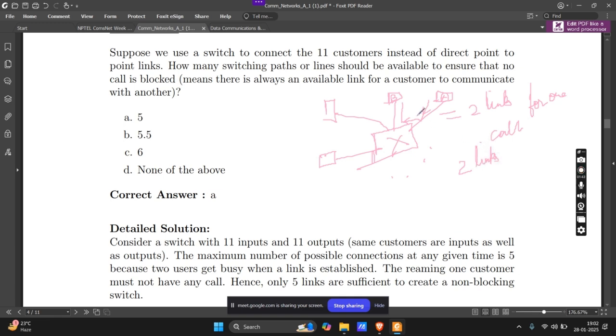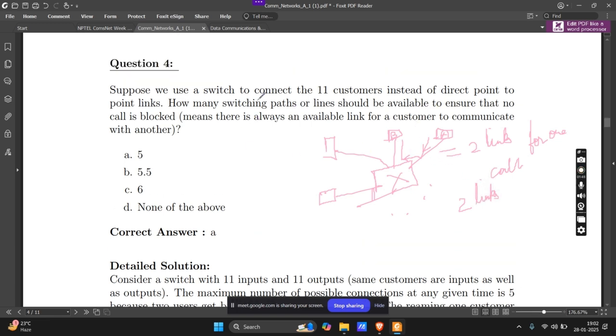Like that, how many people can be on a call? There can be only 5 pairs on a call because 11 customers are there. A is talking to B, C is talking to D, E is talking to F, G is talking to H, I is talking to J. So 5 pairs are there. So you will need 5 switching here. What they are saying is not 5 into 10 links.